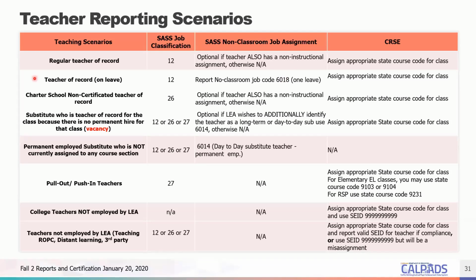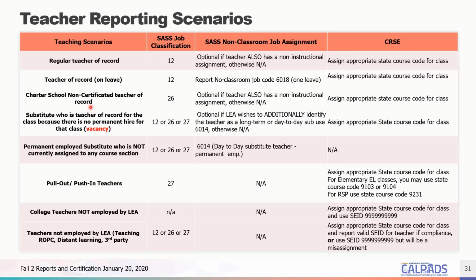So the only way to see this scenario is when you look at report 4.3. So 4.3 has the combination of your classes, the teacher's profile, and their classes. So this is the only way to see where your teachers of record that are on leave are. You can't see that on report 4.4 or 4.5.